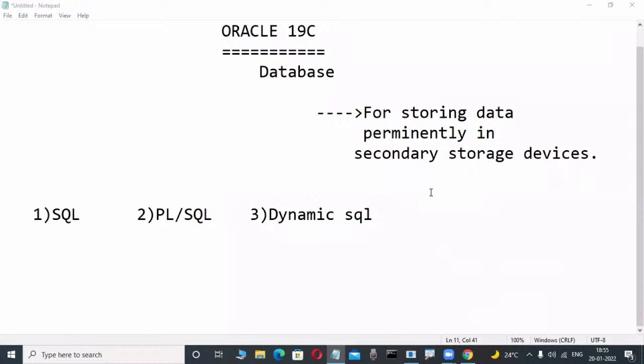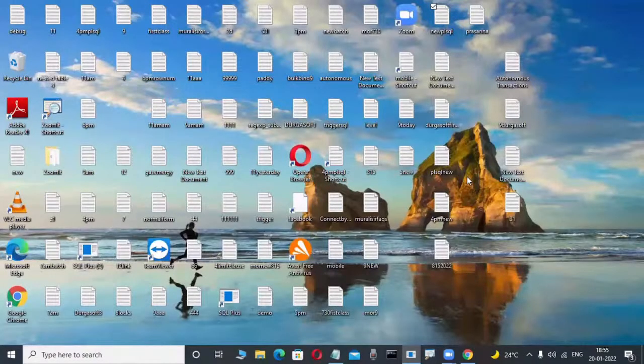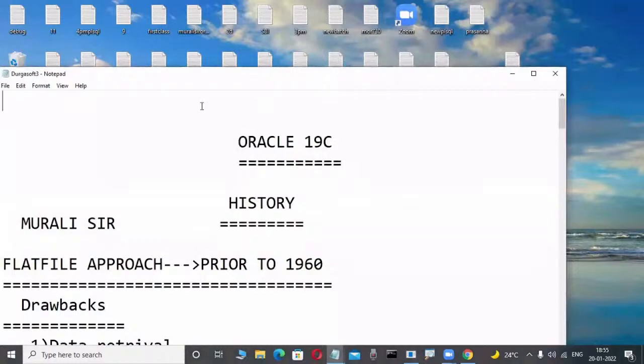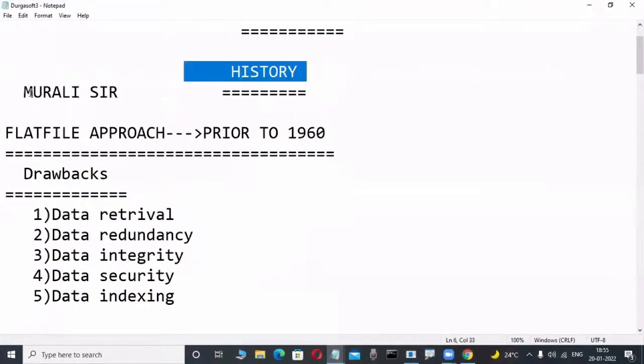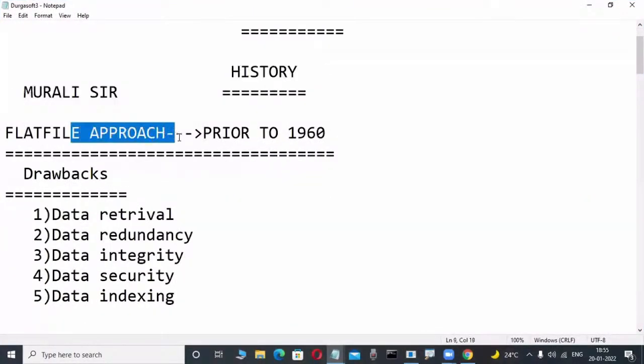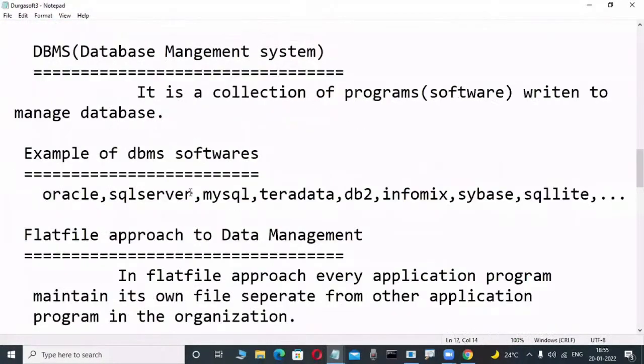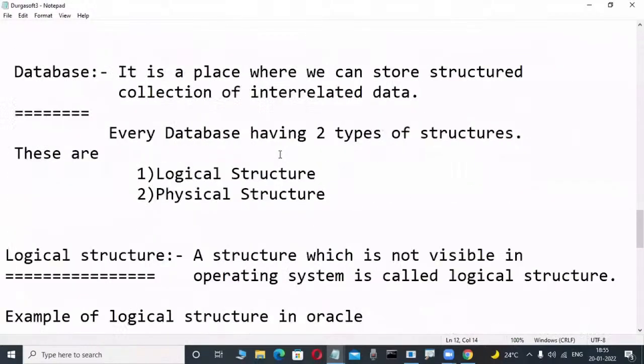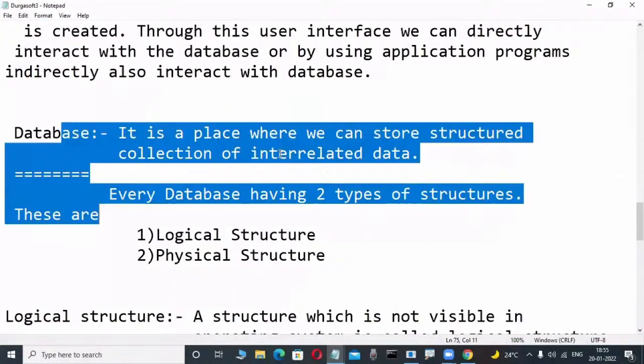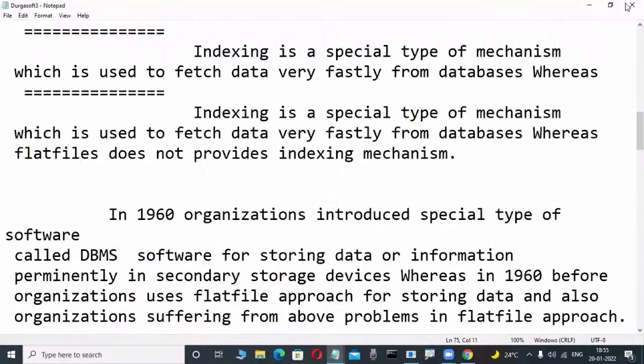In this course, we are covering SQL, PLSQL, and dynamic SQL. One of these days, history also we are telling; not Murali Sir's history, but database history. In olden days, the flat file approach was there. What were the drawbacks? In the middle of the course we are learning that. Then what is a database? And DBMS, RDBMS, what are the differences? These are all things we are learning one of these days.